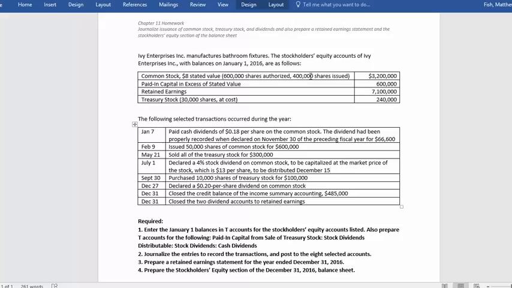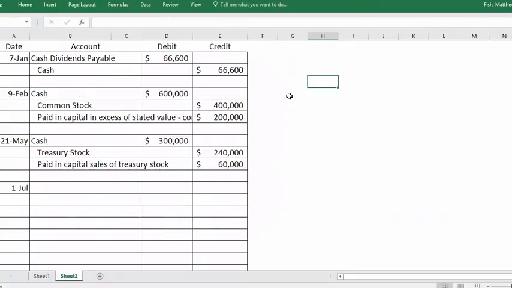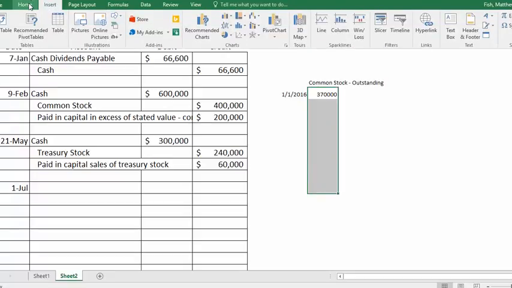So we issued originally on January 1st, we had 400,000 issued, and then we had 30,000 in treasury. So we had 370 outstanding, but we subsequently issued another 50,000. So actually what I'm going to do, because this will come in handy later, is keep track of the common stock shares outstanding. Maybe at the beginning of the year, outstanding, and you can go back and review, that was 370,000, because we had some shares of treasury stock that we held. Let me just format this, it's bothering me.